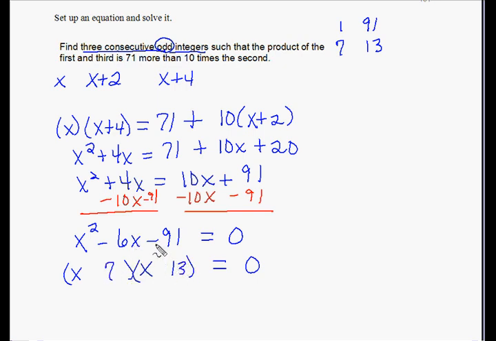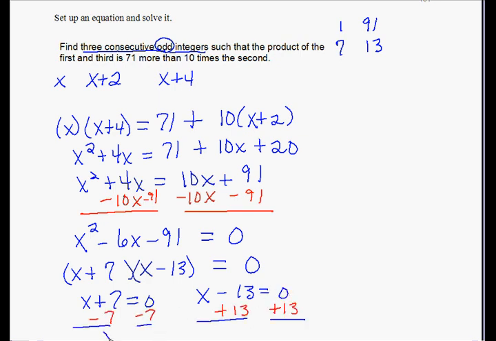The signs are supposed to be different. The result is supposed to be negative. So if I have the 7 as a positive and the 13 as a negative, that will work for us. We'll take each of these factors and set them equal to 0, and then solve these two simple equations. Leaves us with x is equal to negative 7, x is equal to 13.